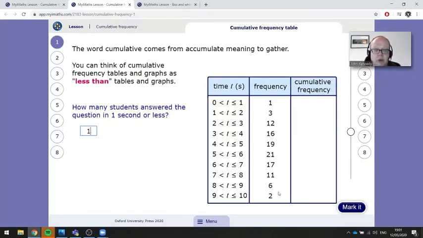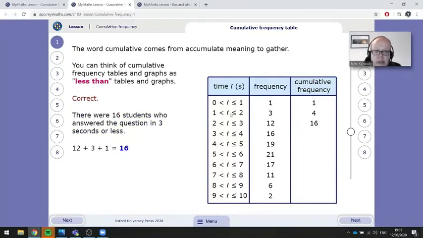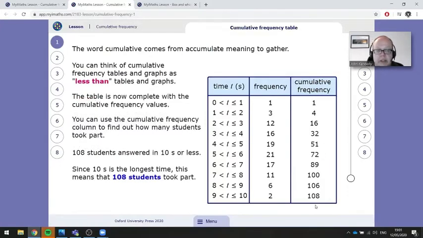So this will be 1 for the first category, 4 for the next category. I'm gathering together the 1 and the 3. This next one would be 12 plus 3 plus 1, which would be 16. Then I'm going to end up with all the numbers gathering together and we'll get the total, which is 108 altogether. That's going to be 1 plus 3 plus 12 all the way down to 2, all added together.